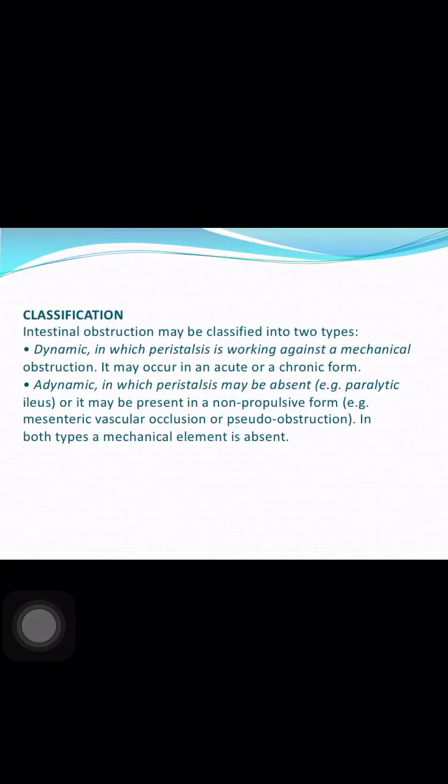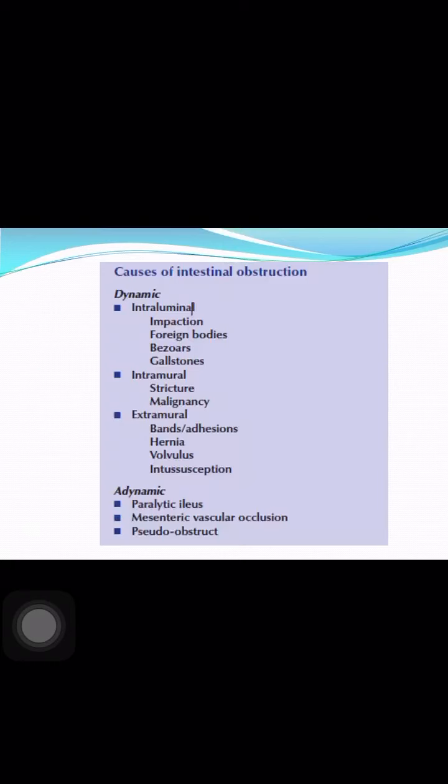Adynamic in which the peristalsis may be absent, for example paralytic ileus, or may be present but non-propulsive يعني ما تسوي حركة, for example mesenteric vascular occlusion or pseudo obstruction, in which in both types the mechanical element is absent in adynamic. Causes of intestinal obstruction: dynamic either intraluminal within the lumen, impaction, fecal impaction, common, foreign bodies, bezoar, gallstone.